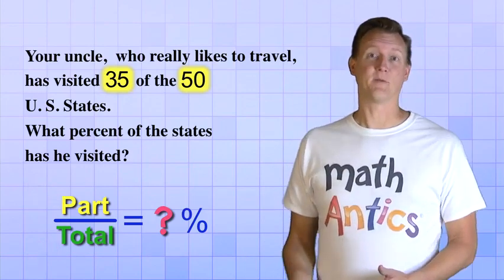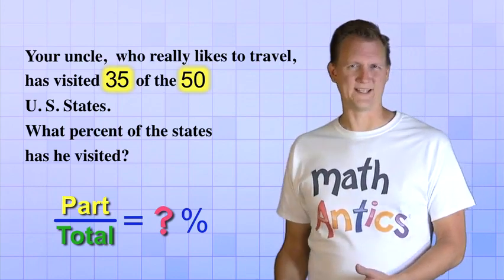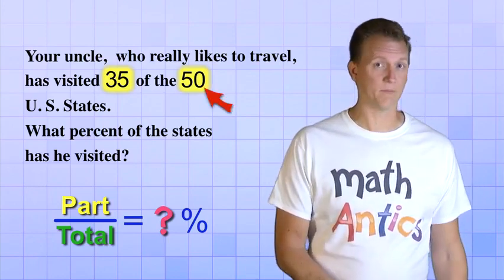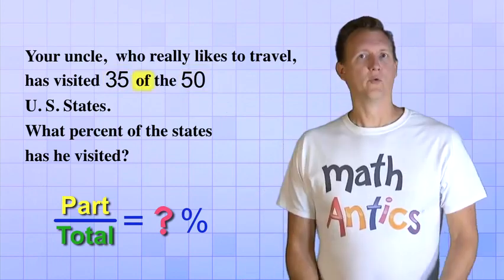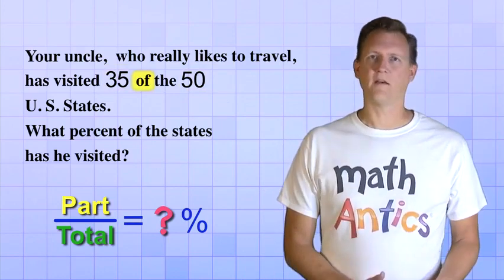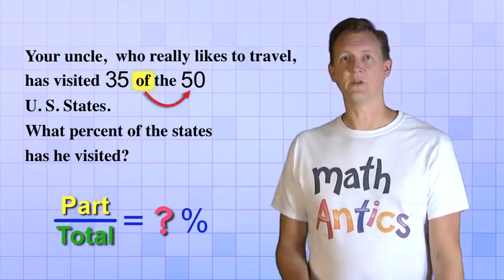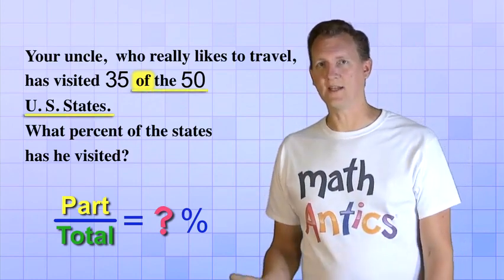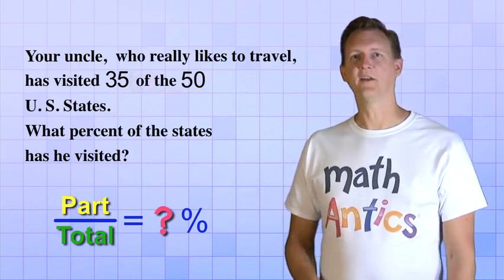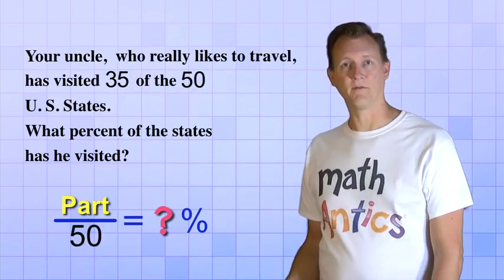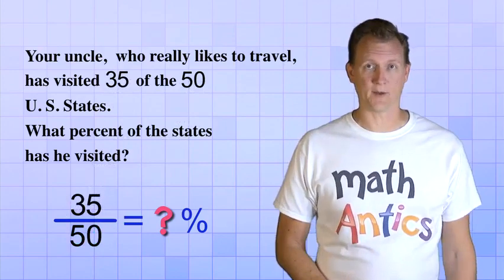And sometimes it can be hard to tell which number the total is. Often it's the bigger number, but not always, and that's where the word "of" can help us out. The word "of" usually goes in front of the number that's the total. So when you see "of the 50 US states," it's a clue that 50 is the total. All right then, so we put 50 on the bottom of the fraction and 35 on top.